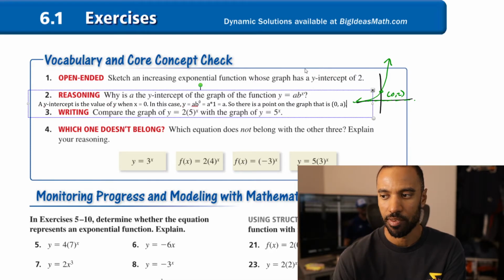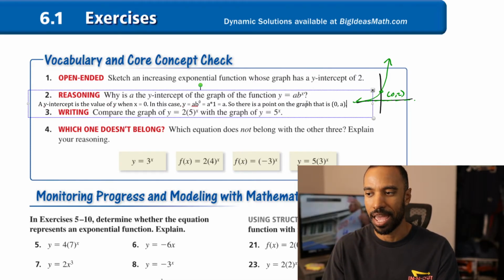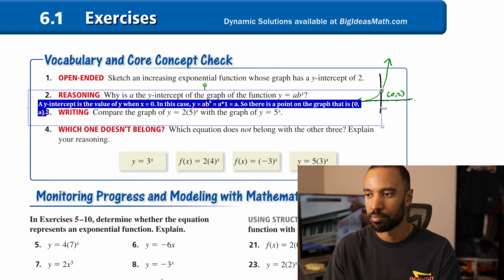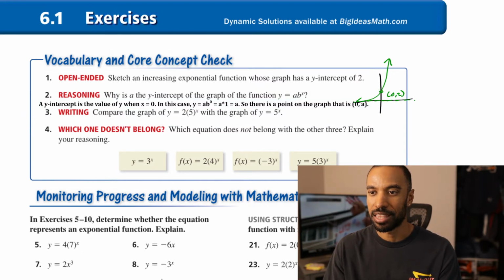And if the y-intercept is the value of y when x equals 0, then (0, a) is the y-intercept. So that's it. That's why.